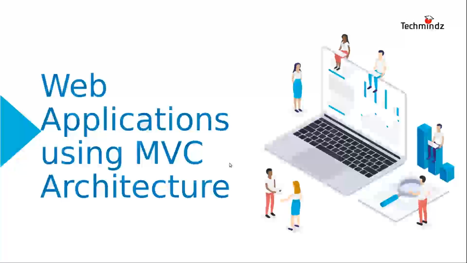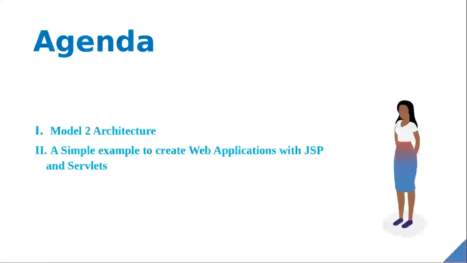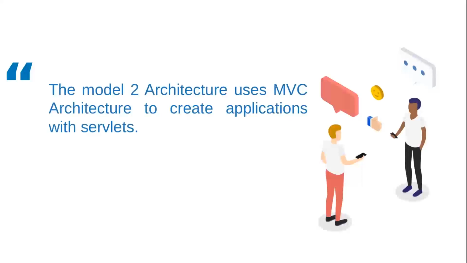The agenda for today's session is the Model 2 architecture and a simple example to create web applications with JSP and servlets. The Model 2 architecture uses MVC architecture to create applications with servlets. Here, MVC means model, view, and controller components.